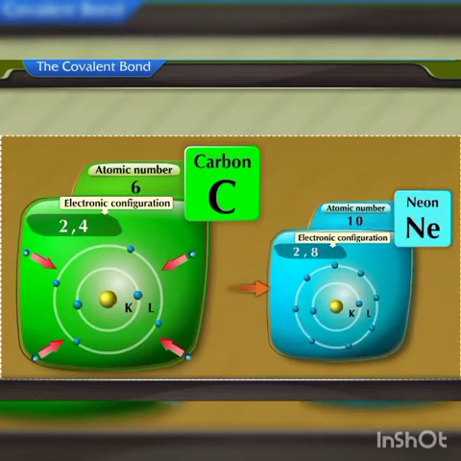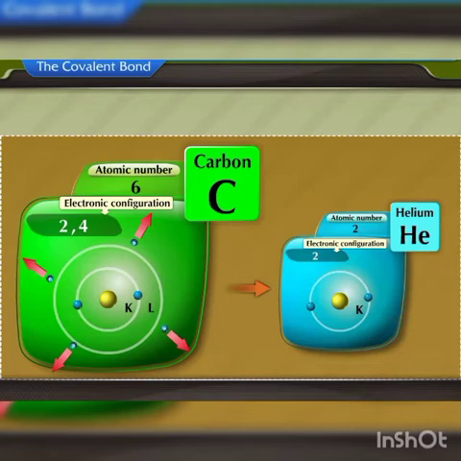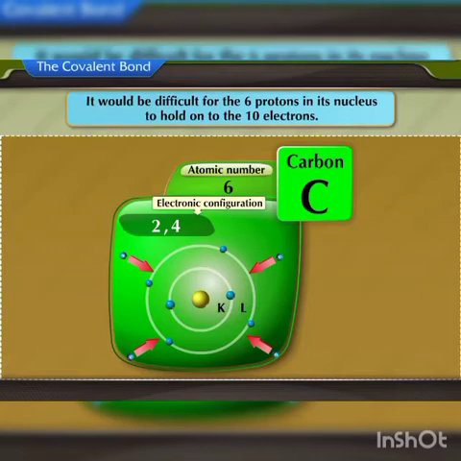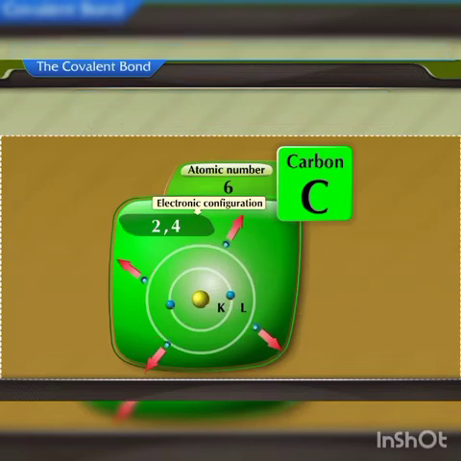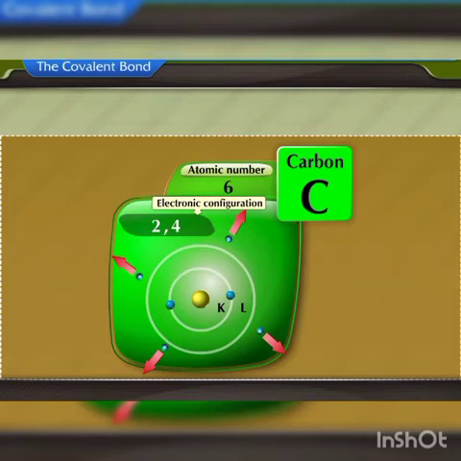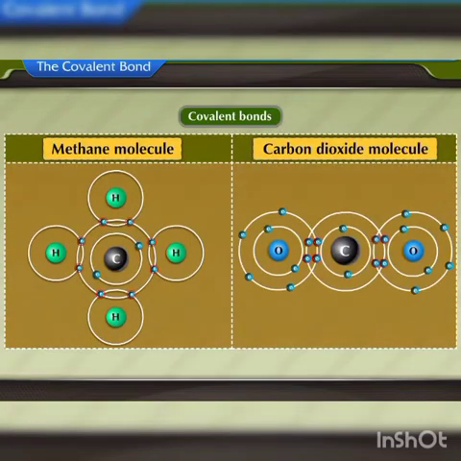It can gain or lose 4 electrons to attain the configuration of the nearest noble gas. If it were to gain 4 electrons to form C4- anion, it would be difficult for the 6 protons in its nucleus to hold on to the 10 electrons. Similarly, in order to lose 4 electrons to give C4+ cation, it would require a large amount of energy. These problems are overcome by sharing of electrons to form covalent bonds. Let us understand this with the help of a few examples.